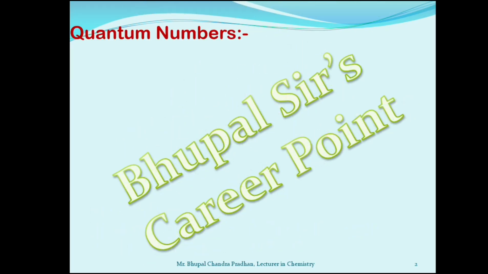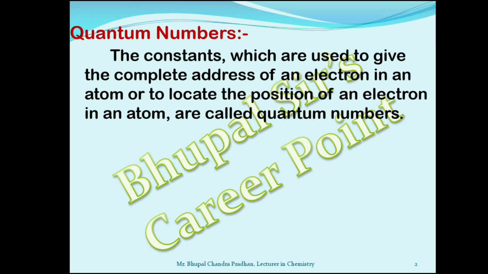Now, let us know what are quantum numbers. The constants which are used to give the complete address of an electron in an atom or to locate the position of electron in an atom are called quantum numbers.